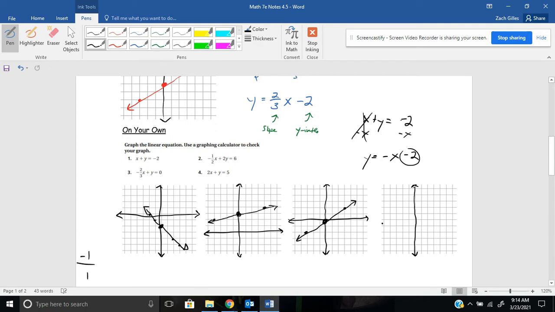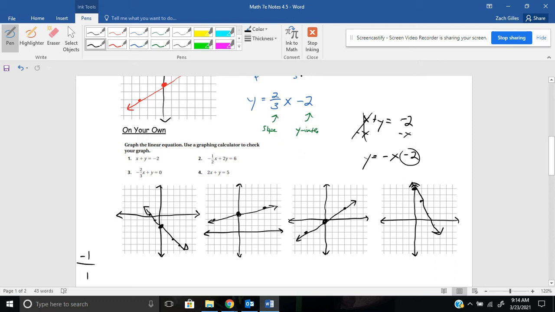There's my y-axis and my x-axis for the last one. And it looks like my y-intercept is about 5. 1, 2, 3, 4, 5 right here. And it looks like my slope is down 2, right 1, down 2, right 1, down 1, 2, right 1. So it looks like that about right there. Okay. If you have questions on any of those, please let me know.